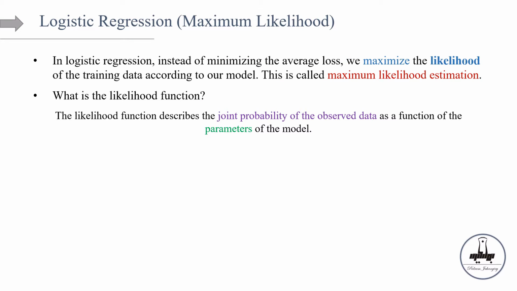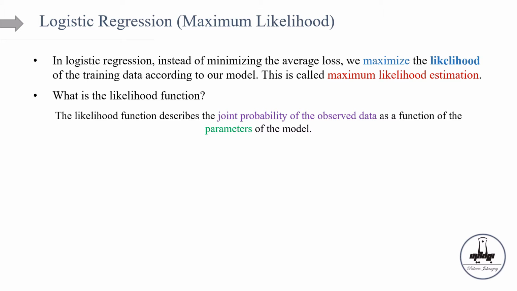In logistic regression, instead of minimizing the average loss, which is what we do in regression analysis in general, right? Here we are maximizing the likelihood function, the likelihood of observing the training data according to our model. This is called maximum likelihood estimation. So let's see what MLE is and how it's doing the job of estimating the parameters of the model in action. So what is the likelihood function?